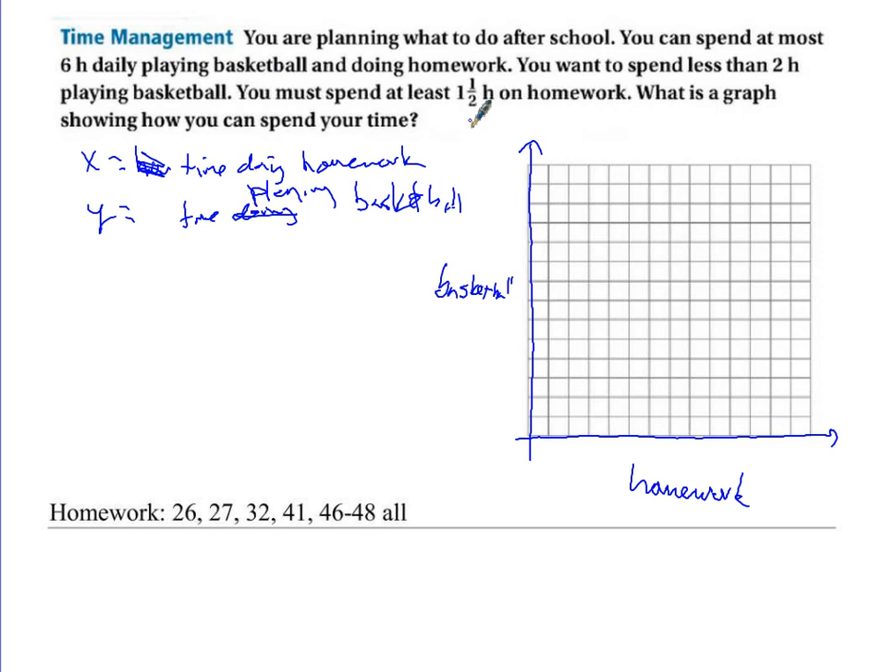Can I spend more than 6 hours? No. I have to spend less than 6 hours. Can I spend exactly 6 hours? Yes. So actually less than or equal to 6 hours. How do I get to 6 hours? X plus Y. Assuming that all I do when I go home is either play basketball or do homework, then I have X plus Y is less than or equal to 6. There's one inequality right there. Okay, that takes care of that line right there.